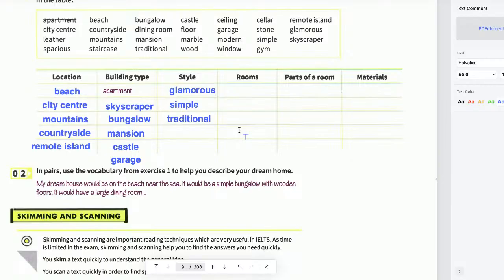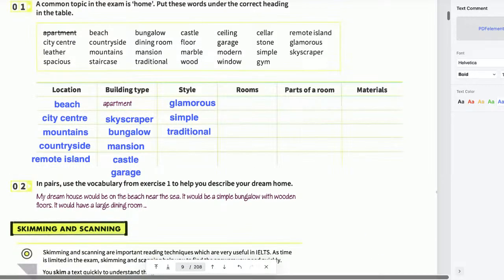You need to write all the answers in the table, okay? So we can learn. After today, we have a lot of words to describe all of these things, like locations, building type, style, rooms, something like that.